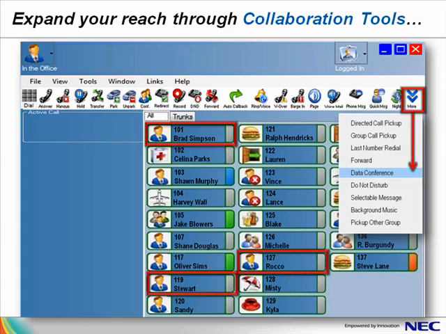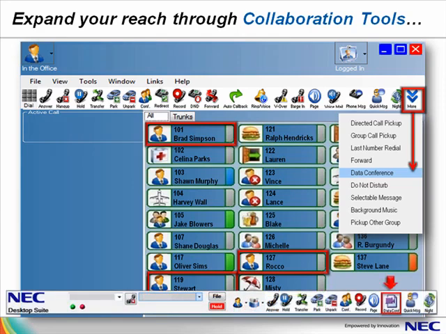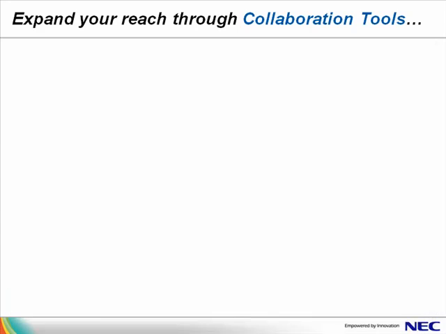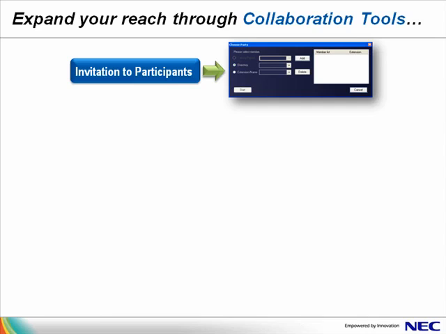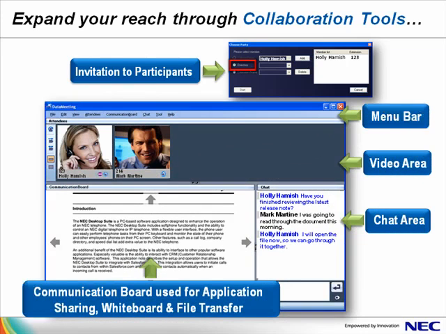Simply select More in the Window View toolbar and scroll down to Data Conference, or in Toolbar View, select the Data Conference icon. Selecting Data Conference opens the Participant Invitation window. Choose desired users from the shared directory and send. Once the application is launched, all collaboration tools for video, chat, whiteboard, application sharing, and file transfer are available to all conference participants.